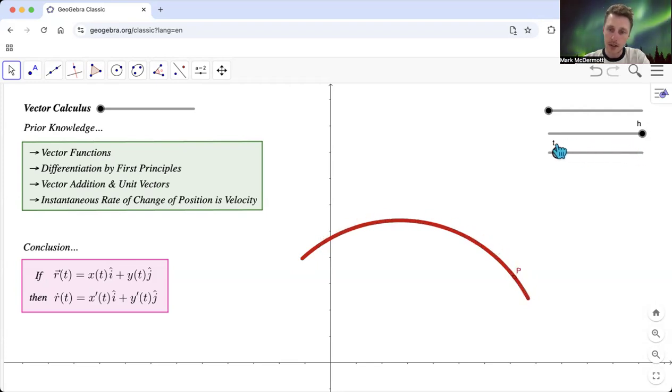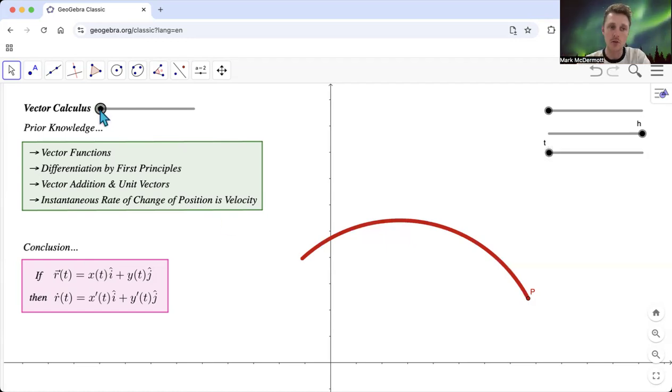Now, that parameter t, we're going to think of it as time. So as time increases, that particle P is moving towards the left. You might be wondering to yourself, okay, well, where is it in space? What is the x coordinate and what's the y coordinate?